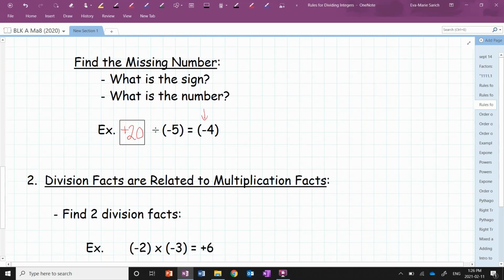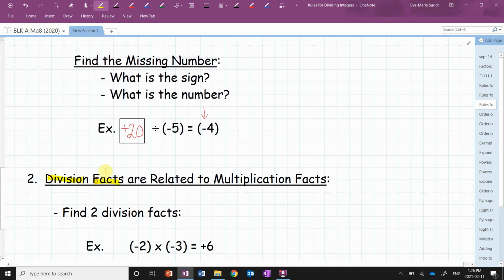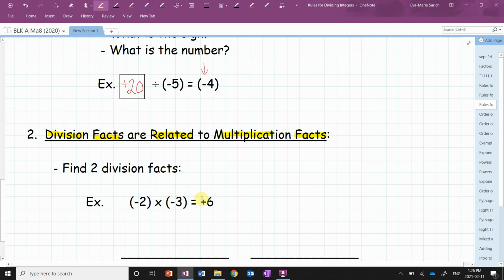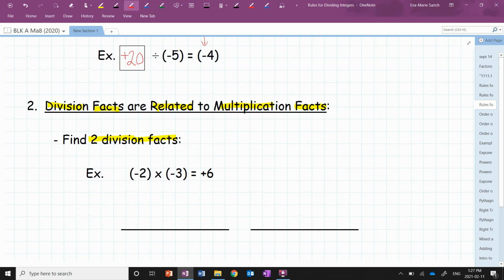Okay? So division facts, that means the question and an answer for a division is related to a question and an answer that is a multiplication fact. Okay? We can take a multiplication question like this one and we can turn it into 2 division questions or 2 division facts. So how do we do it? We're just going to rearrange this. Always start with the answer. Okay, so the answer to the multiply was positive 6. So we're going to start with that.